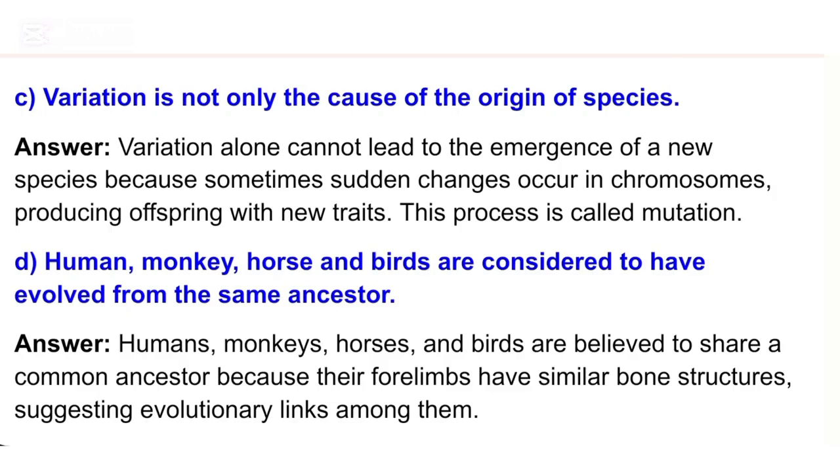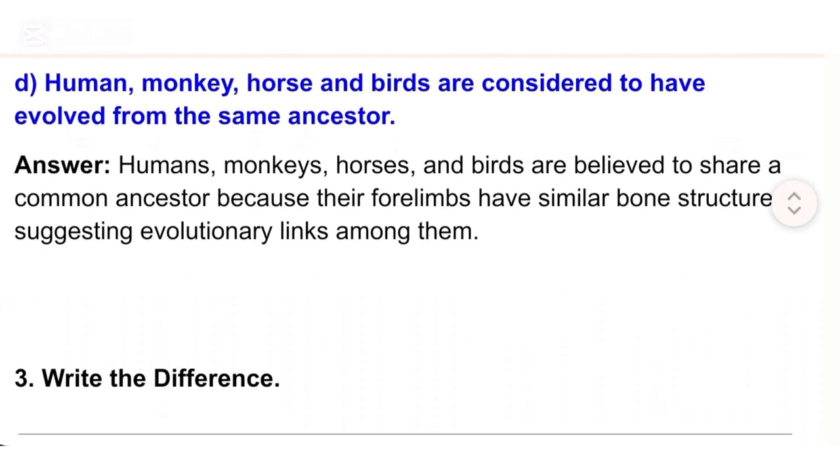D. Humans, monkeys, horses and birds are considered to have evolved from the same ancestor. Answer. Humans, monkeys, horses, and birds are believed to share a common ancestor because their forelimbs have similar bone structures, suggesting evolutionary links among them.